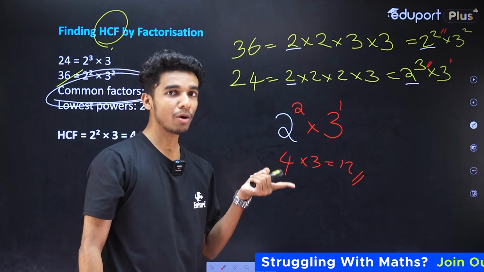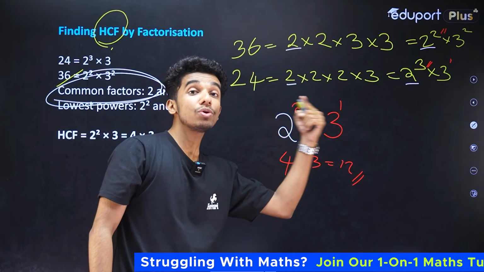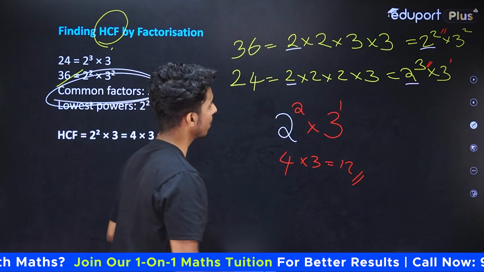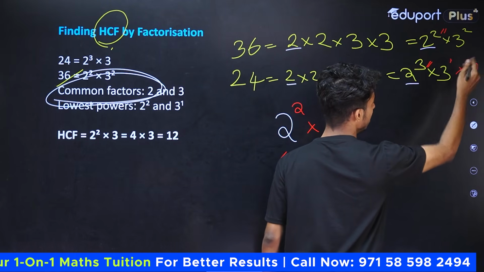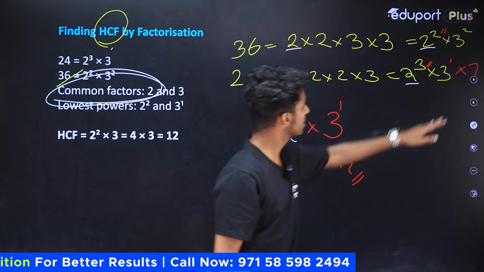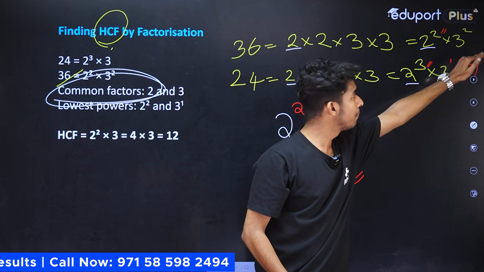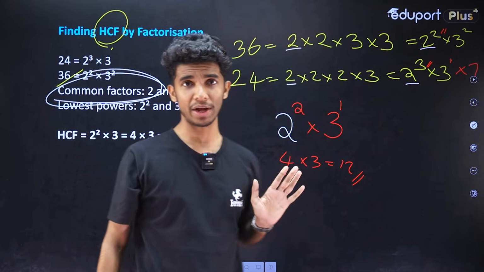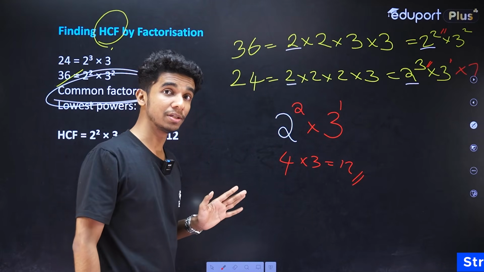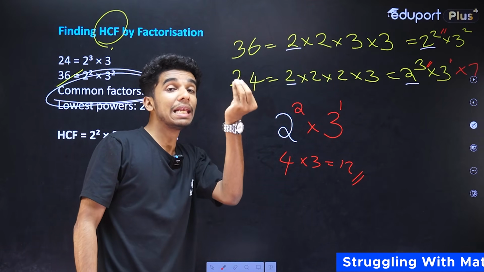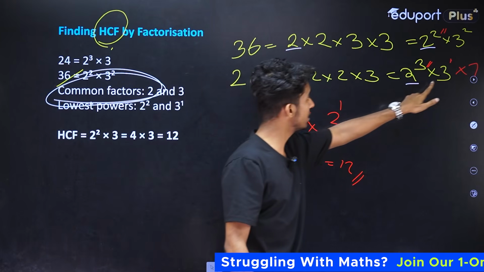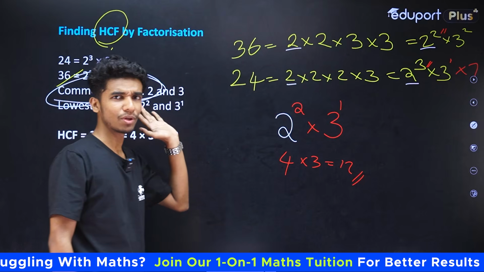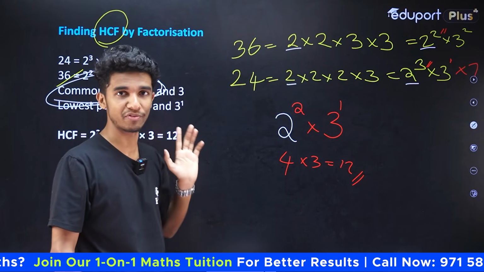So how to find common factors? First we should prime factorize them and take the common factors. If there is a 7, don't take it, because in the other number there is no 7. Only take the common factor, and the power of them should be the least. Here 3 square is there, 3 raised to 1 is there. I have taken 3. That is what the highest common factor is.